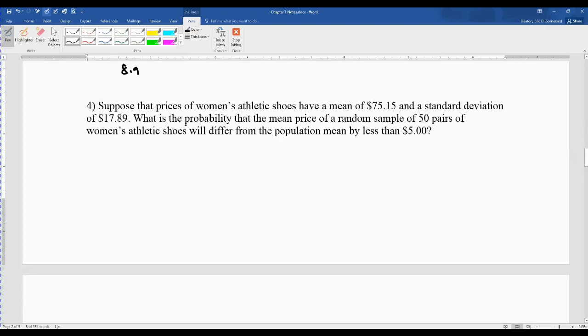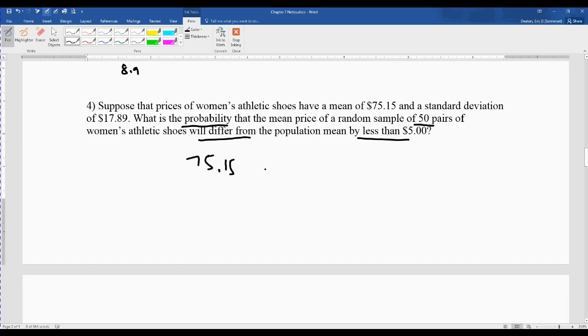Let's look at this one. Looking for probability. When you read these problems, there's certain things you're looking for. Probability is the main thing here. And for now, we know that's going to be a normal distribution. We know it's going to be normal because the sample size is greater than or equal to 30. And this one says that the mean of the sample will differ by less than $5. So you've got to look at that.